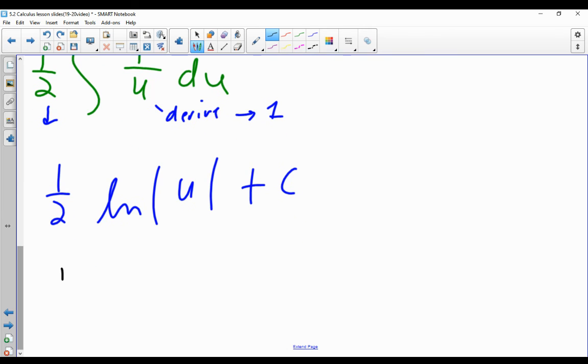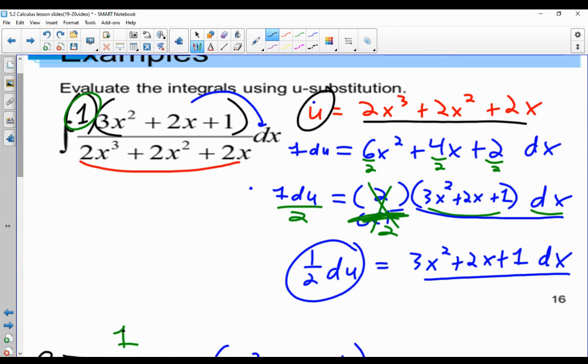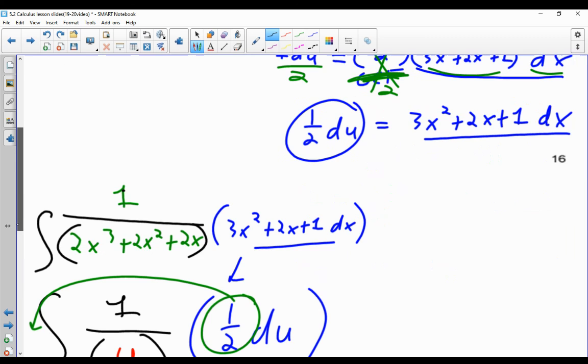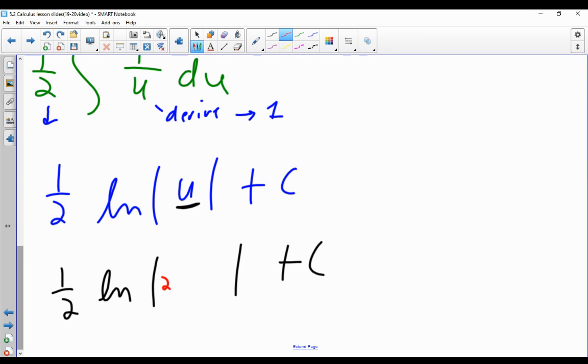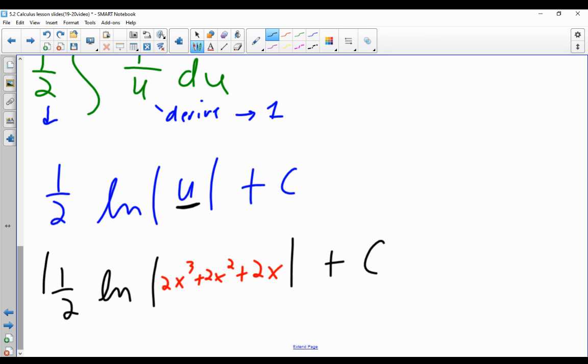And then, of course, last but not least, we got to replace the u with its original. And the original was 2x cubed plus 2x squared plus 2x. So write that in the absolute value bars: 2x cubed plus 2x squared plus 2x, absolute value bars, plus c.